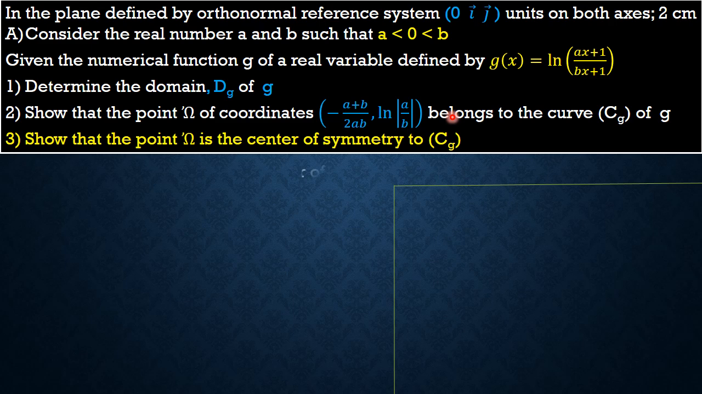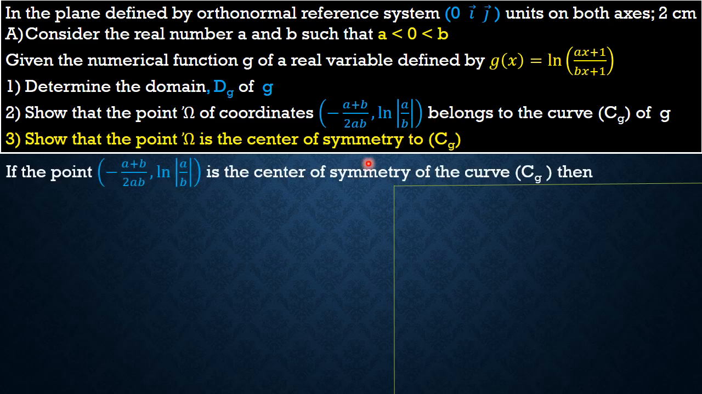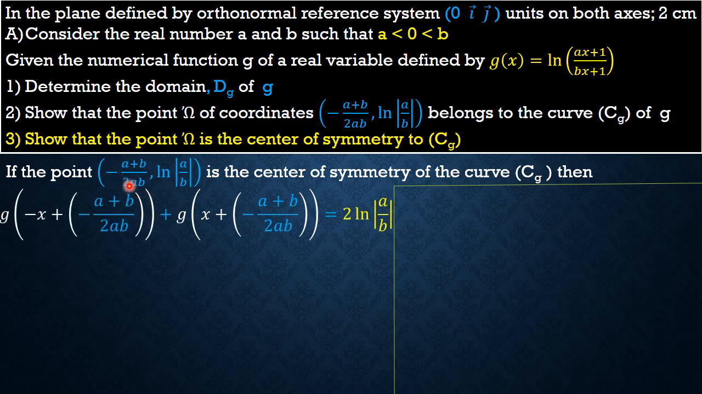So friends, if the point omega is the center of symmetry of our curve, then most importantly, g of negative x plus the first x value, which is negative a plus b over 2ab, plus g of x plus the same x value, that is negative a plus b over 2ab, has to be the same as 2 times the y value. Great. That's an important condition you should take note of. Don't bother, I shall explain in full detail again.